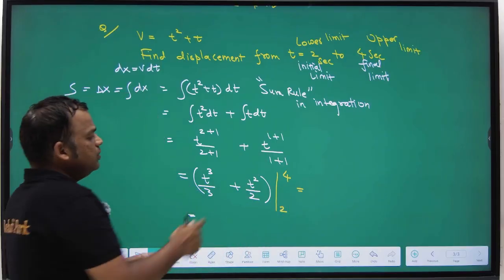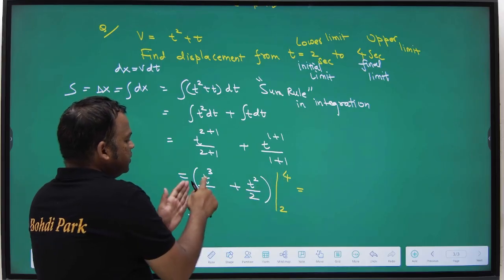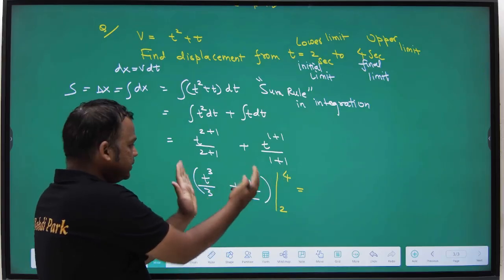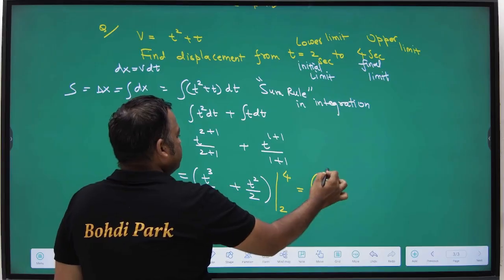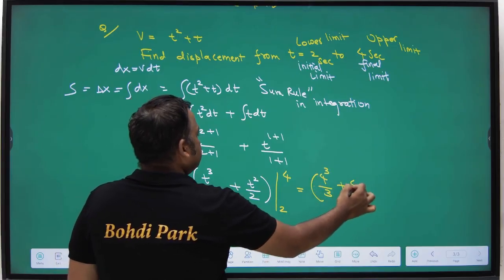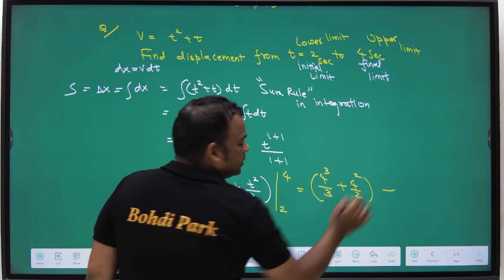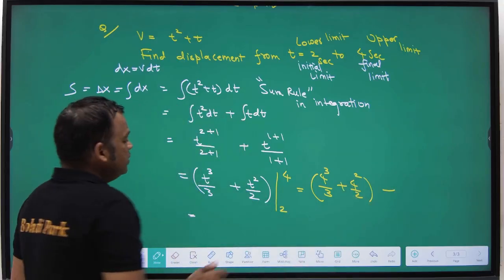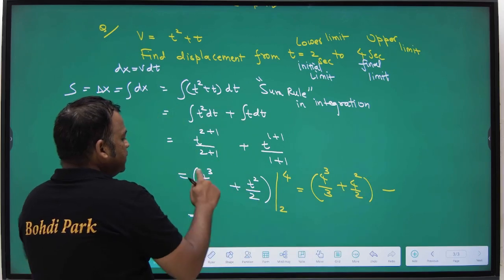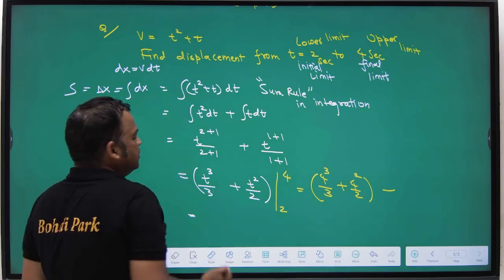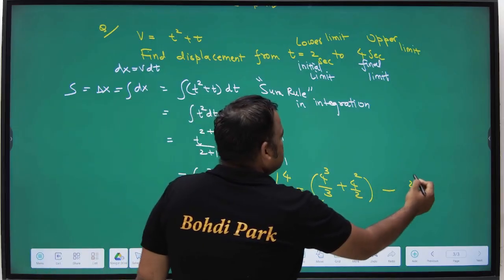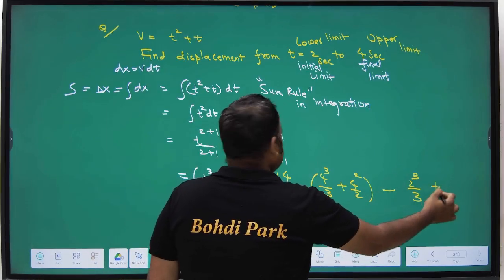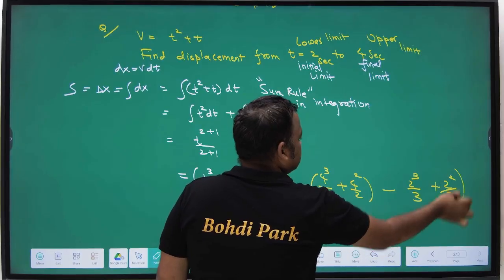Now you will substitute 4 in place of t here. So it will become 4 cube by 3 plus 4 square by 2. Then you put minus sign. Now you substitute 2 in place of t in this expression. So 2 cube by 3 plus 2 square by 2.